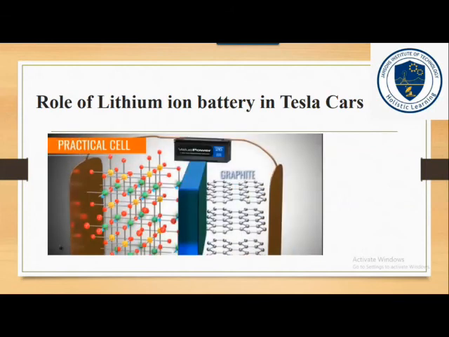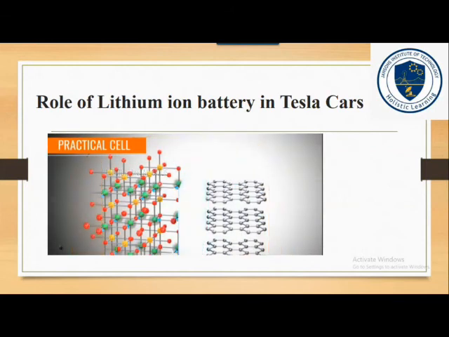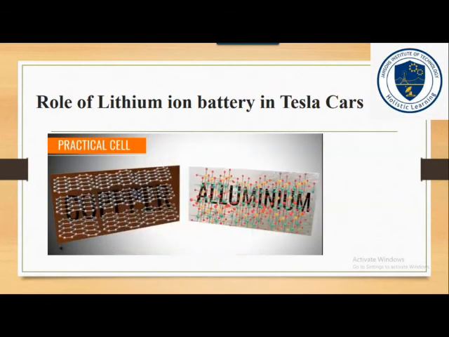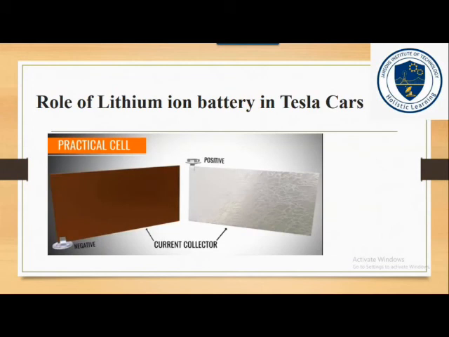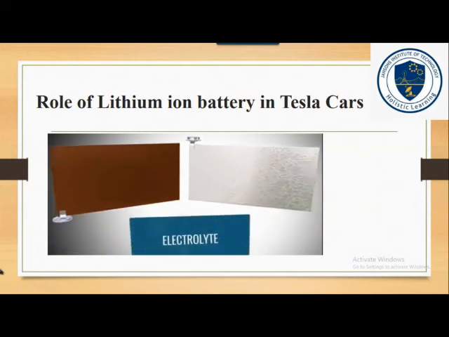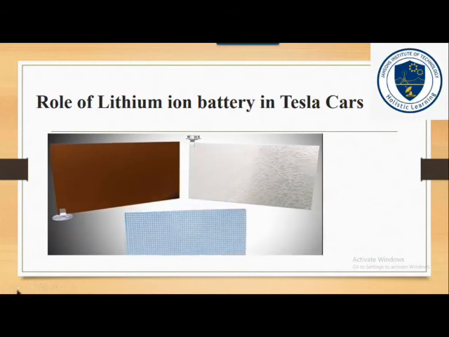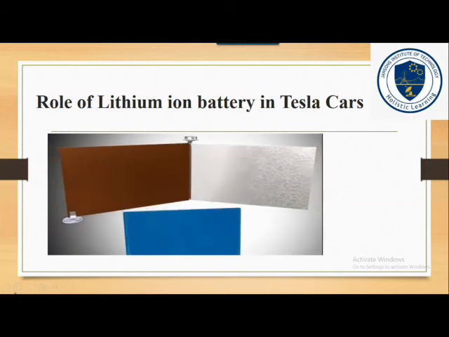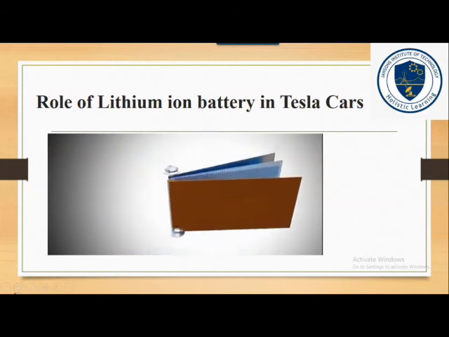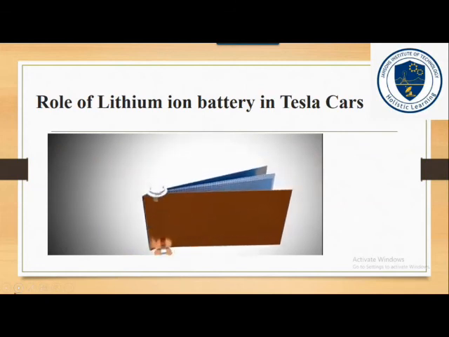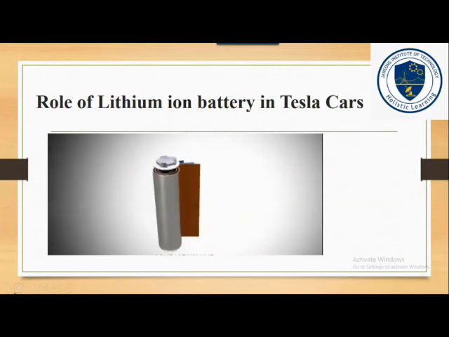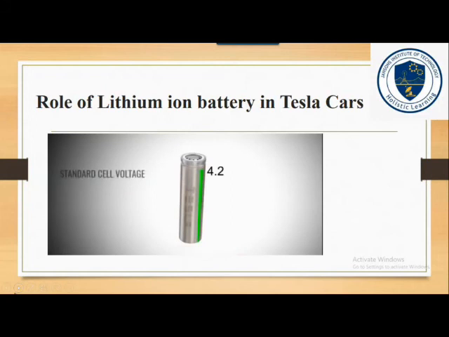In a practical cell, the graphite and metal oxide are coated onto copper and aluminum foils. The foils act as current collectors here, and the positive and negative tabs can be easily taken out from the current collectors. An organic salt of lithium acts as the electrolyte, and it is coated onto the separator sheet. All these three sheets are wound onto the cylinder, around a central steel core, thus making the cell more compact. A standard Tesla cell has a voltage of between 3 and 4.2 volts.